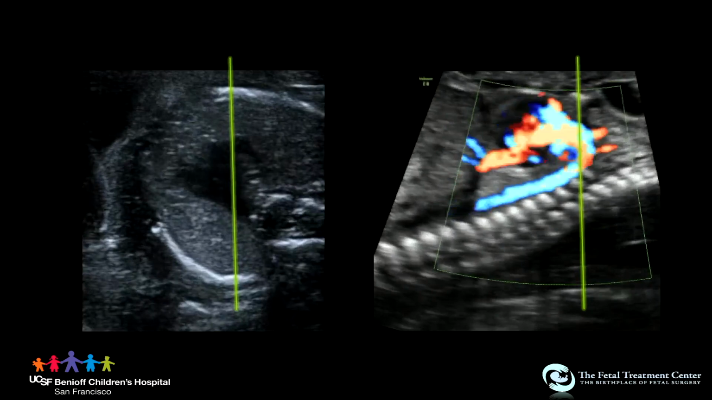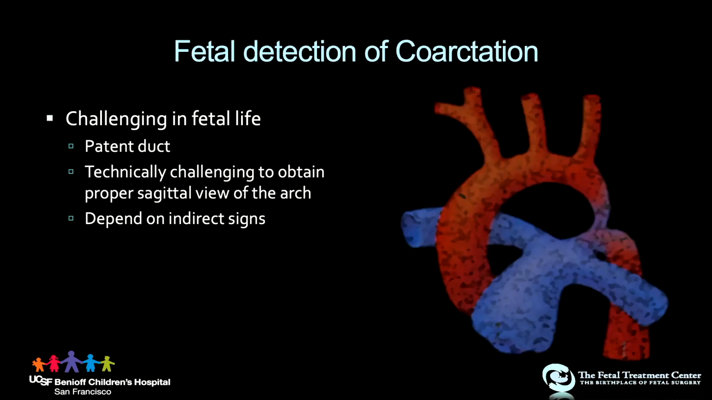So let's talk about fetal detection of coarctation of the aorta. This is, I think, one of the most challenging diagnoses for us as fetal cardiologists, because it's technically challenging. The ductal arch and the aortic arch are sort of on top of one another, so it can sometimes be very difficult to visualize the aortic arch in its entirety. And so we often depend on a lot of indirect signs to clue us in that the fetus may have coarctation of the aorta.